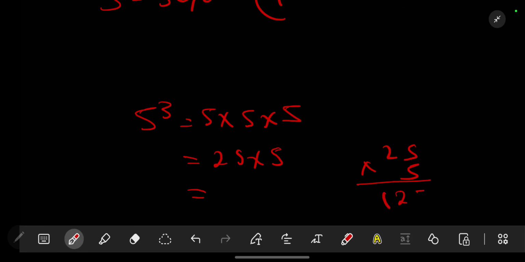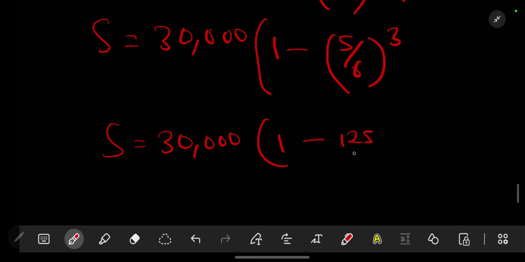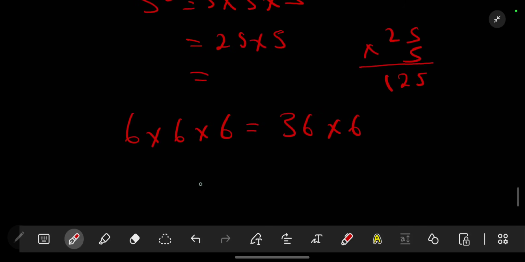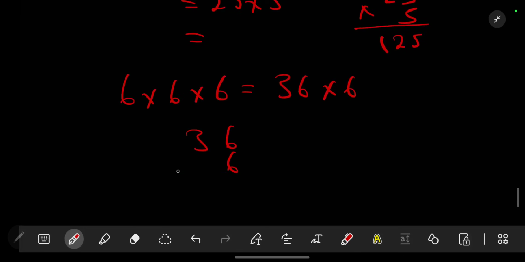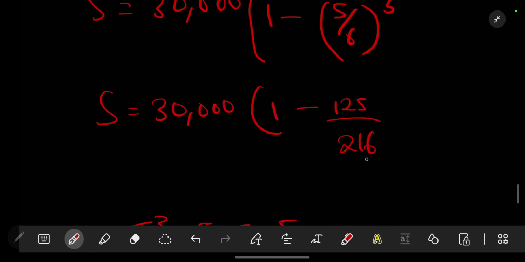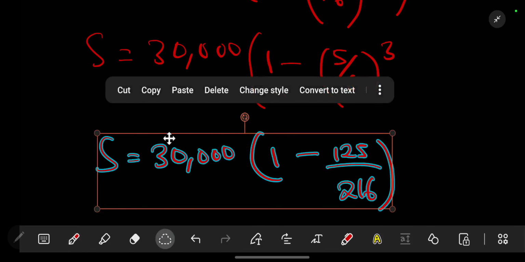So we have 5 to the power 3 is 125, over 6 to the power 3, which is the same as 6 times 6 times 6, which is 36 times another 6. So we put 36 times 6. 6 times 6 is 36, 6 times 3 is 18, plus 3 it will be 21. So we have 216.